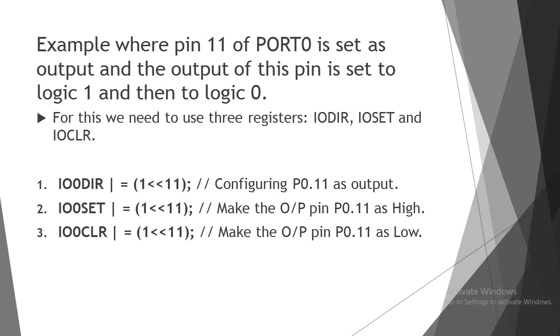Now we will send the high pulse. So we will write IO0SET |= 1 << 11. This makes the output pin P0.11 high. Then IO0CLR |= 1 << 11 makes the output pin P0.11 low.